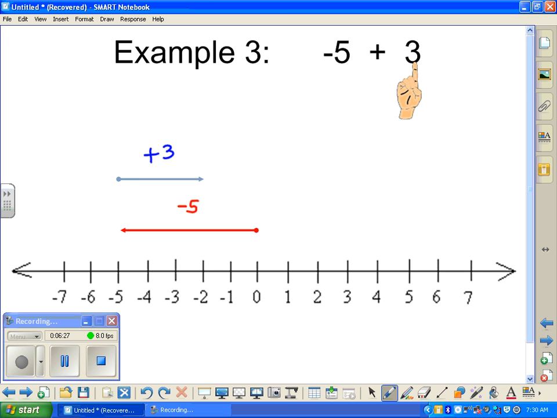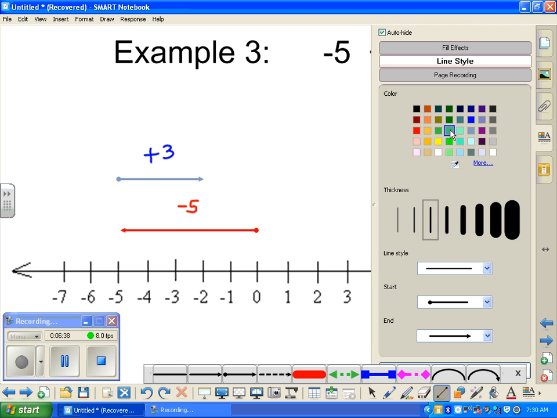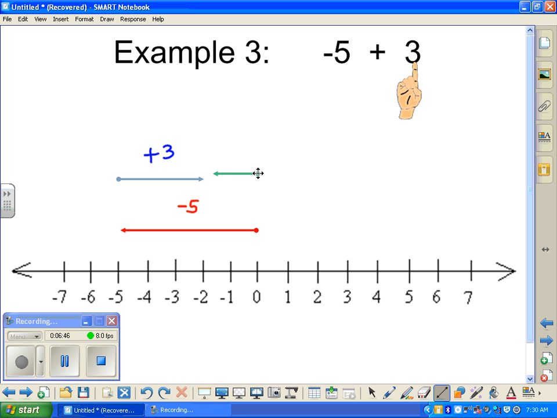+3. And so we look at where we left off here, where we stopped at. And where we stopped off at is, so I'm looking from 0. I noticed that I stopped off at the -2 mark. So my answer is -2. Okay?